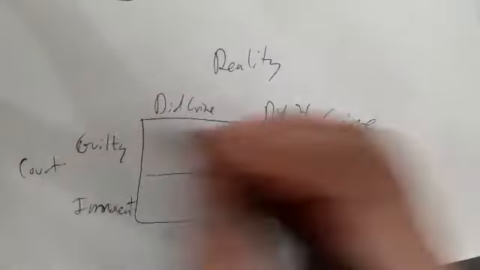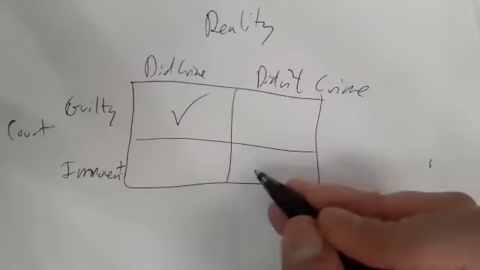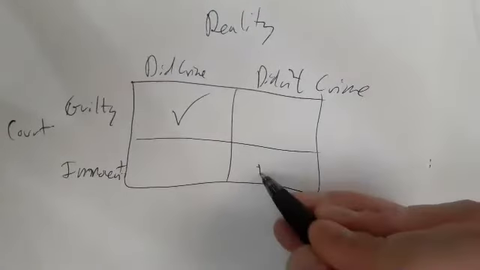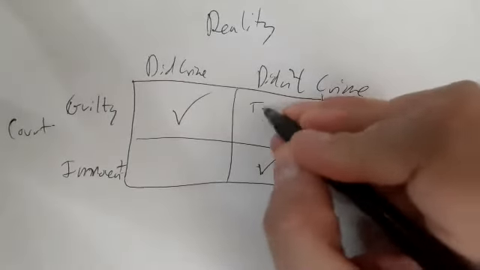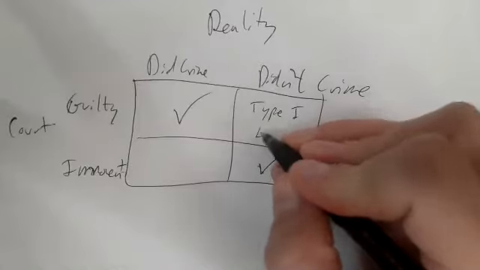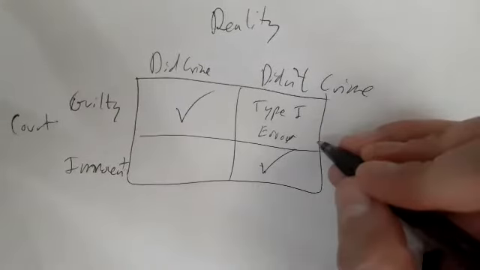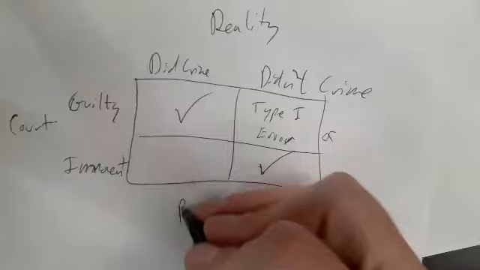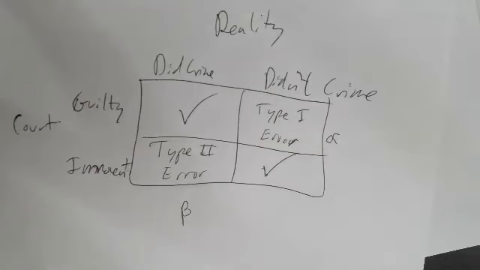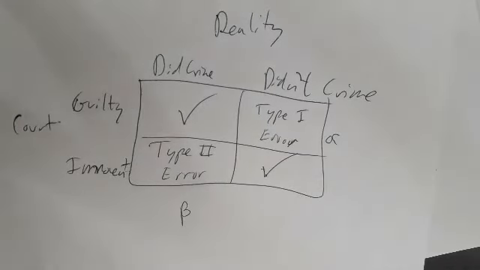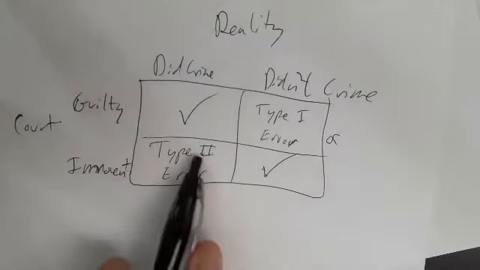If you did the crime and were found guilty, good, our court system worked. If you didn't commit the crime and were found innocent, good, our court system worked. This one is called a type 1 error, a false positive. In statistics you'll see type 1 error, which I think is represented with alpha, and type 2 error, which I think is represented with beta. So this would be a false positive or a false negative. A false negative is when the test says you didn't commit the crime, but you really did.